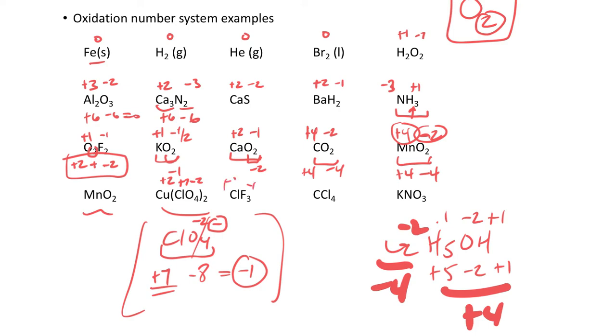ClF3, we did this earlier, -1, +3. CCl4, -1 by rule. Chlorine goes by rule. Carbon doesn't have a rule. So to figure carbon out, we have to look at the other elements first.